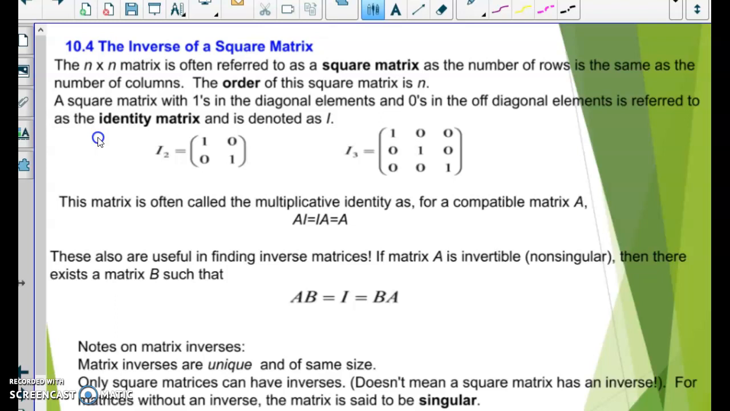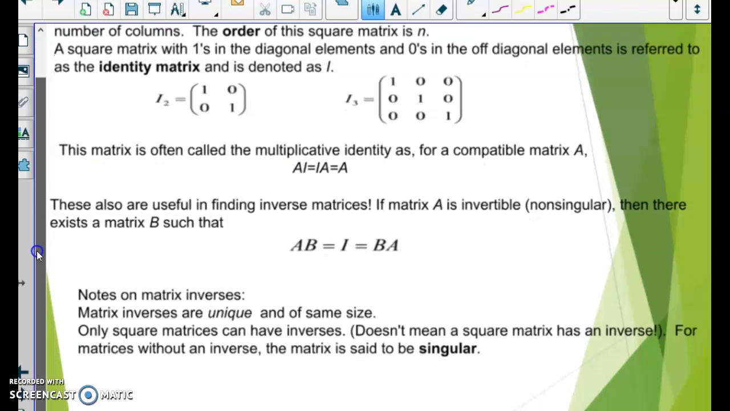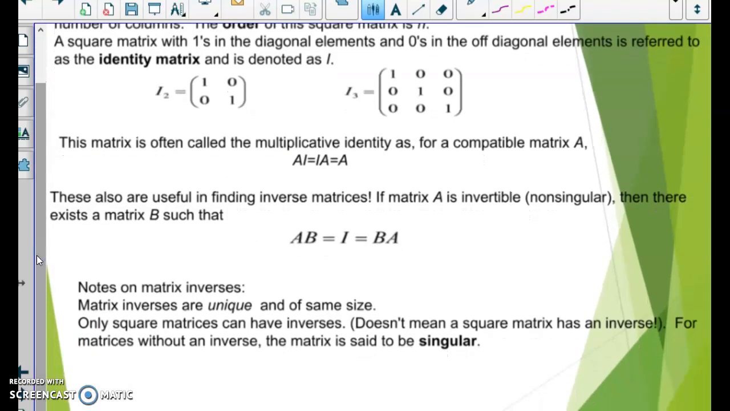So A times I is equal to I times A, so it works in both directions, which is not true for most matrix multiplication. It's not commutative, but with the identity matrix it is. These also are useful for finding inverses.